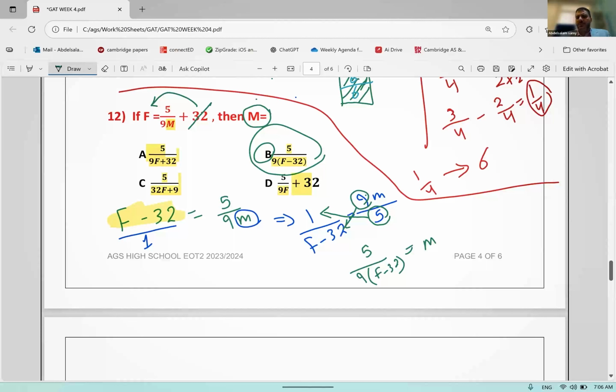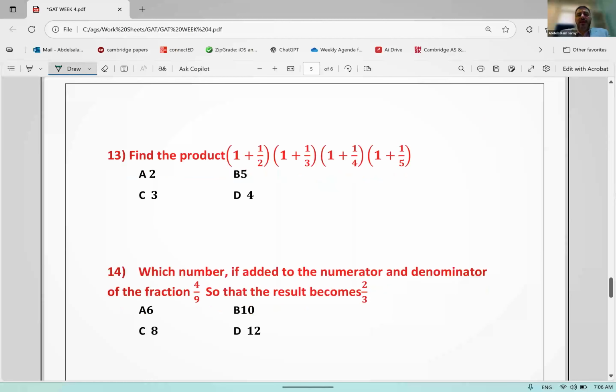When do I have to continue solving this question? If I have B and C, for example, with F negative 32 and F negative 32, in this case, I have to continue. Okay. Question 13. Find the product. Product means multiply. Find the product means multiply these fractions. Okay. 1 plus half is 1.5.